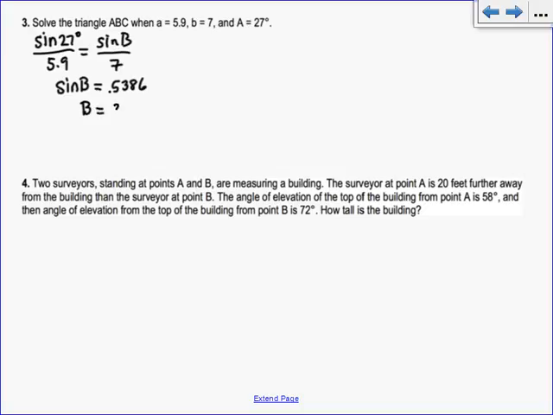And I get B is 32.591 degrees. That's the first answer that I've gotten. So since my first answer is an angle, I always have to do 180 minus. So I check for a possibility for B2.